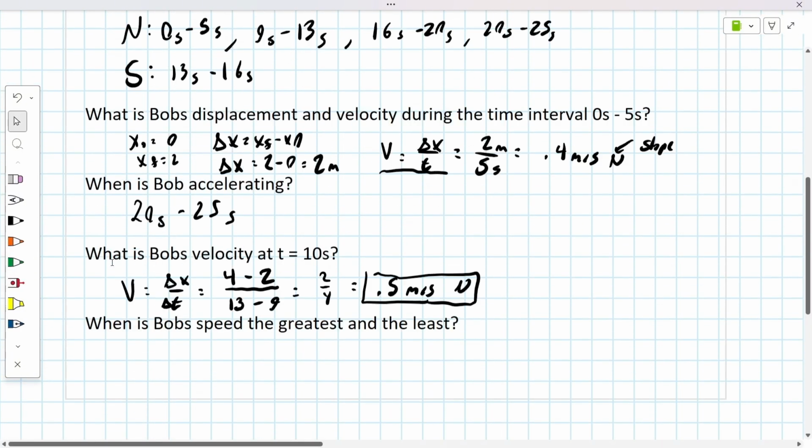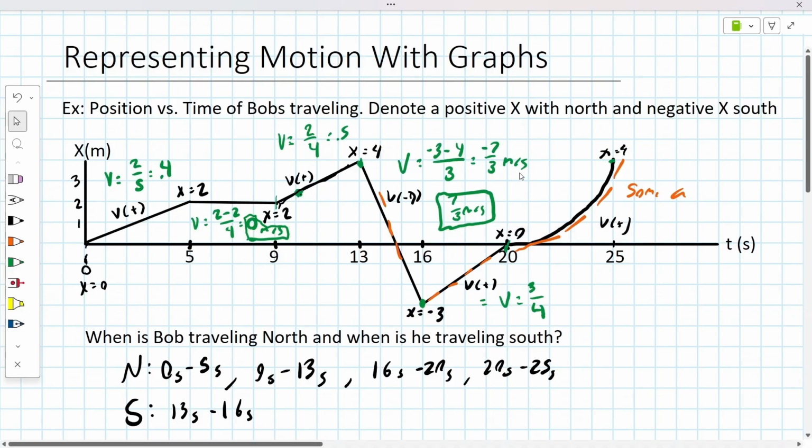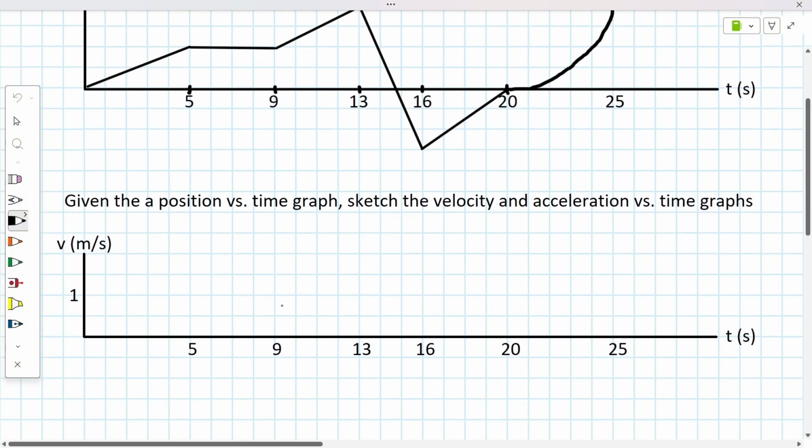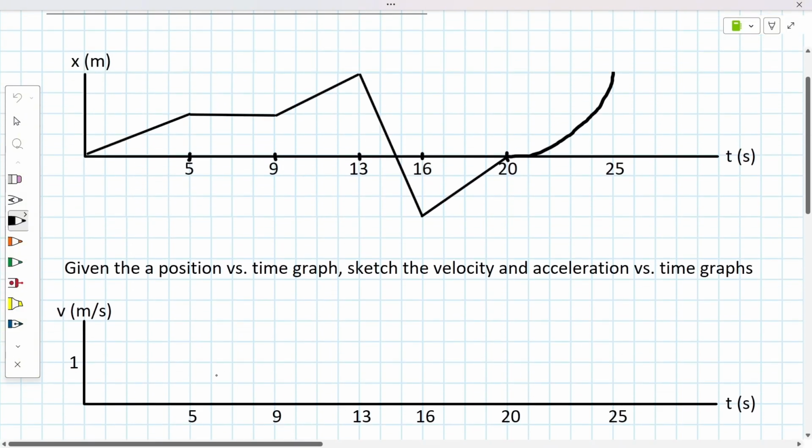Alright, so I could write that down, but I think that's good. Let's look at the next one, which is sketching some graphs. We're given this position versus time graph, and we need to sketch the velocity and the acceleration versus time graphs. We know that the velocity is the slope of the position, right? So let's try to sketch out this graph, taking it segment by segment.